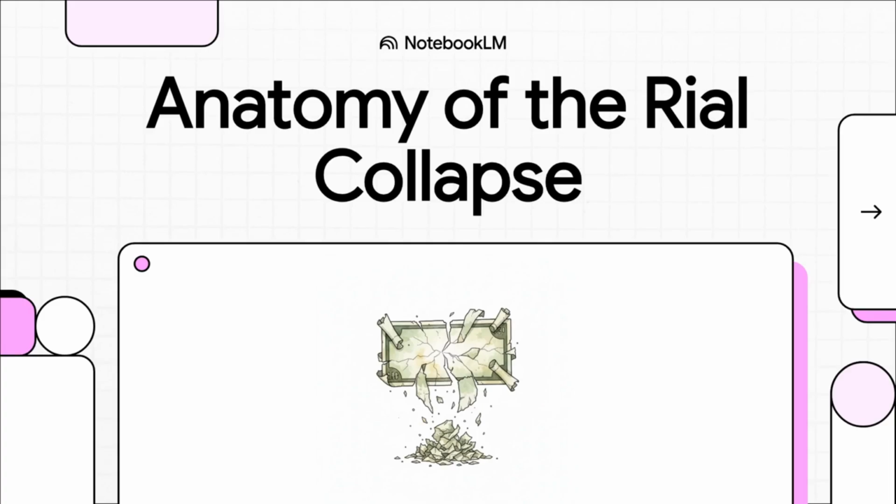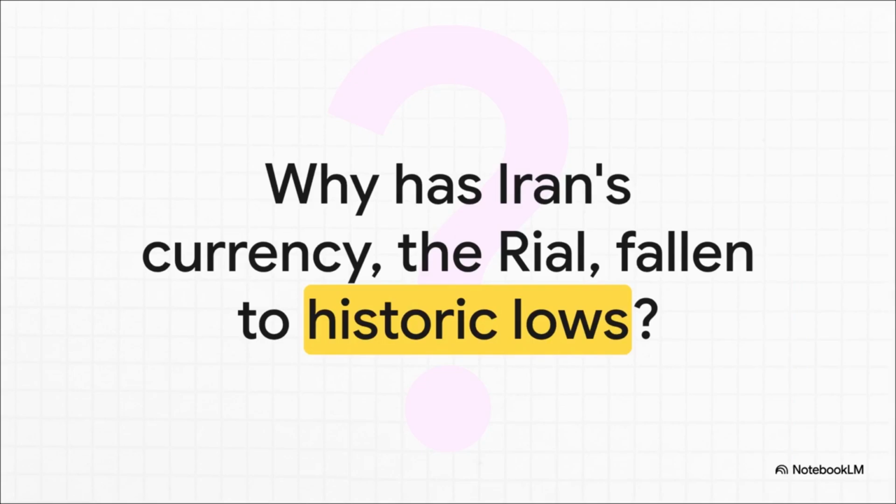It's their reality. Today, we're diving into one of the most dramatic economic stories happening right now, the collapse of Iran's rial. And that really is the central question here. We're not just talking about your typical market dip. No, this is a catastrophic collapse that has completely upended the lives of millions. So how on earth does a country's currency fall so far, so fast?